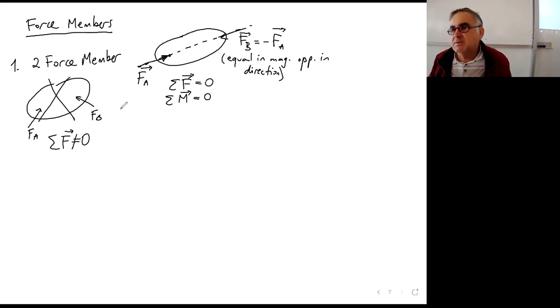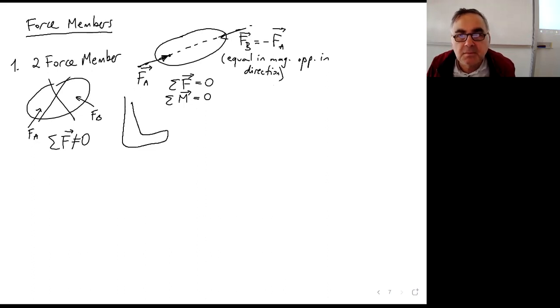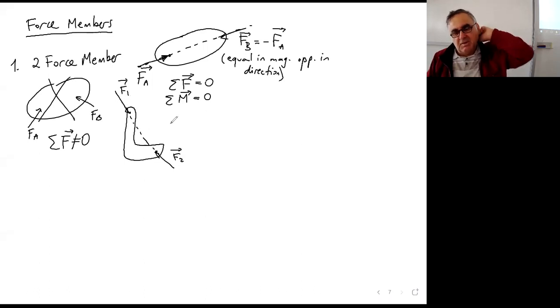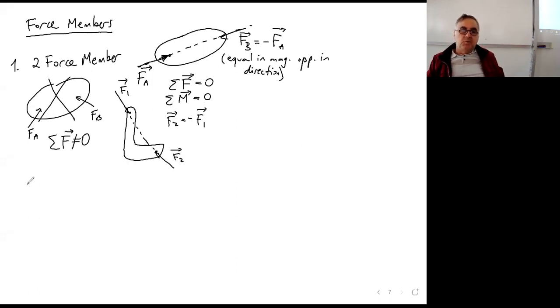If there are only two forces acting on a body, so if you have a body like this, what does this mean? An L-shaped body, for example. If there is a force like F1 here, the other force coming here should be in this direction, F2, and F2 has to be negative F1, for equilibrium.